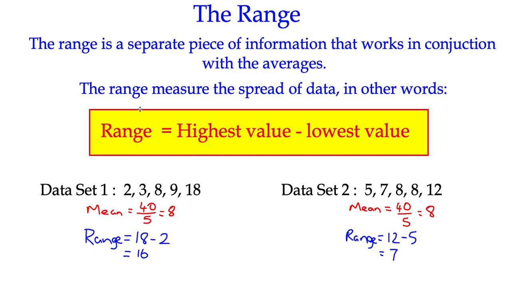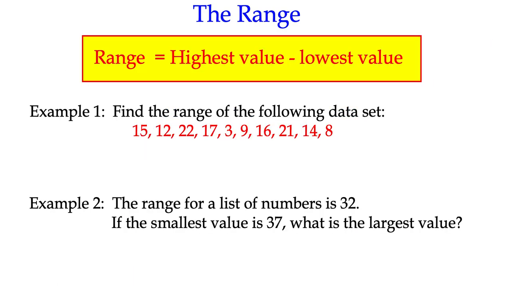So you can see that having that extra bit of information about the range is really important. Rather than just saying the average is 8, if we say the average is 8 and the range is 16, it tells us a different story than if the average is 8 and the range is 7. We're going to explore a bit more about range later on, but for the moment, all you really need to be able to do is to correctly calculate it.